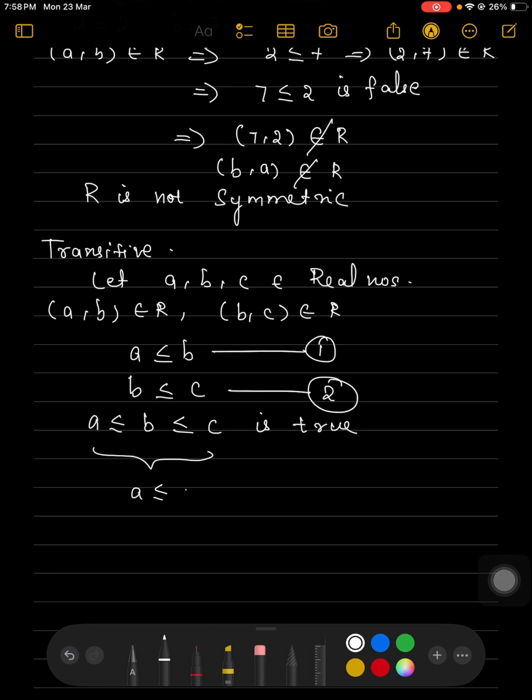Is it an equivalence relation? No, because the symmetric case is not true. Hence, R is reflexive and transitive, but not symmetric.